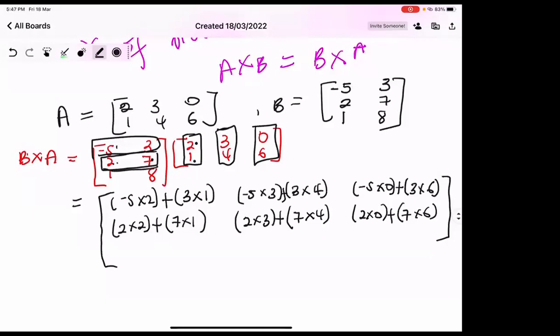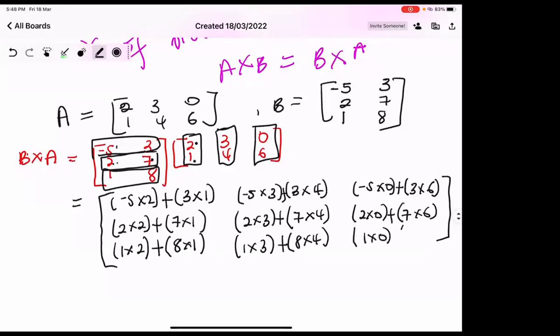We'll now come and pick the third row and then do what we just did with the first row and the second row. So here we'll have 1 times 2 and 8 times 1, and the results, we sum them. 1 times 3, 8 times 4, the results, we sum them. And 1 times 0, 8 times 6, the results, we sum them.